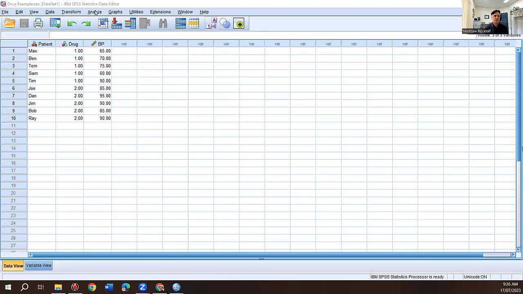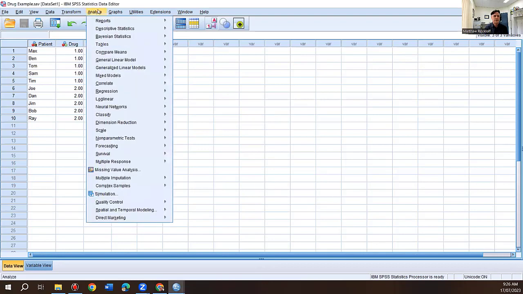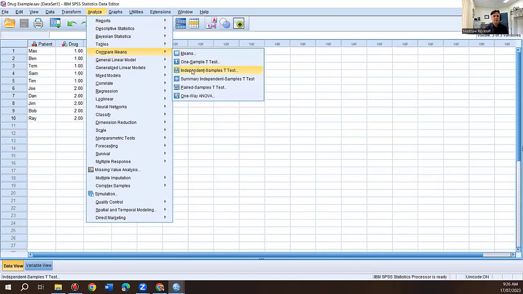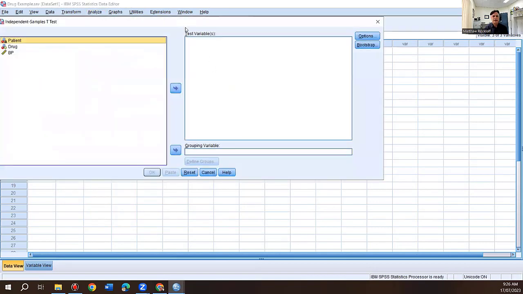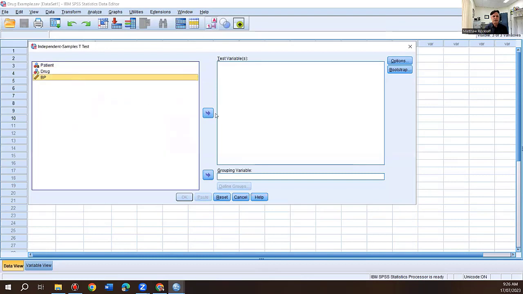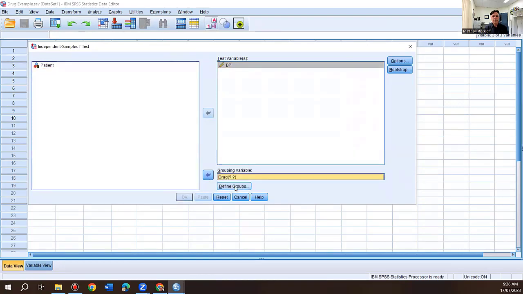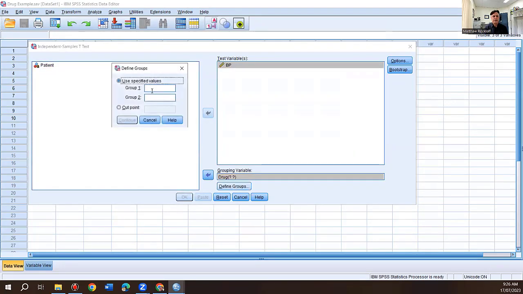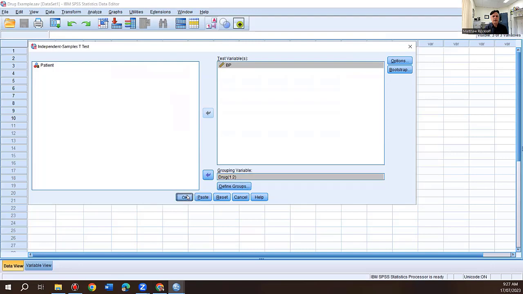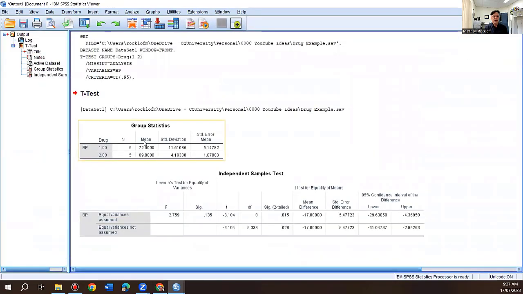I'm going to analyze this first using a t-test. So I'm going to go to Analyze, Compare Means, Independent Samples t-test. Now our outcome is going to be the blood pressure, and our drug is going to be the grouping variable that we have. And in our data set, we define them as drug 1 and drug 2. And then I'm going to click on OK to get the results. Here you can see drug 1 and drug 2 had a different mean blood pressure. And in fact, drug 1 had a lower mean blood pressure, which is presumably the better drug than drug 2.